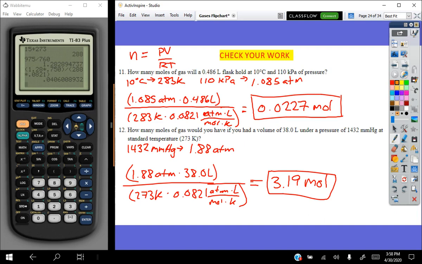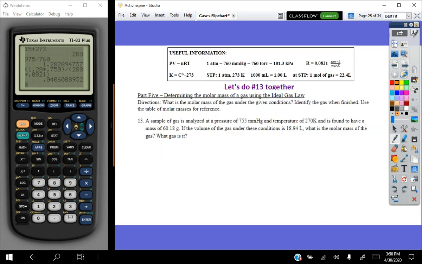All right, saving the best for last. The last kind of problem is determining the molar mass of a gas using the ideal gas law. Like we said before, we're going to use the ideal gas law to solve for moles, which is what we just did. So this is really just an extension of part 4. We're adding one more step to it. We already know n is going to be equal to PV over RT.